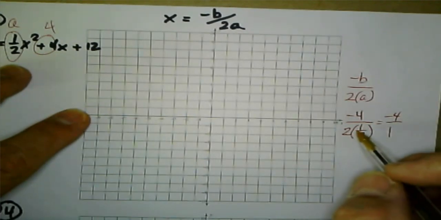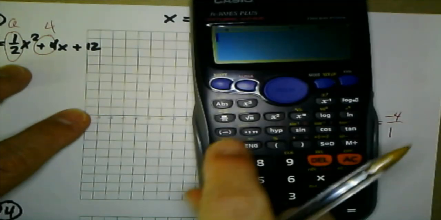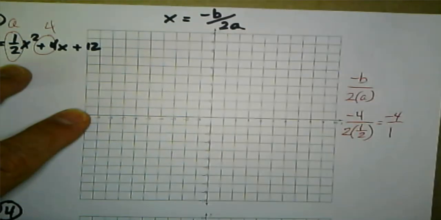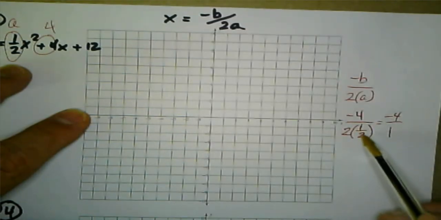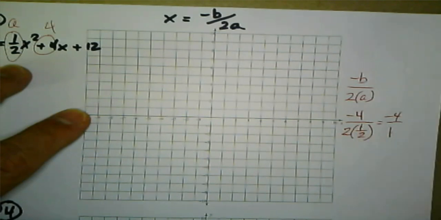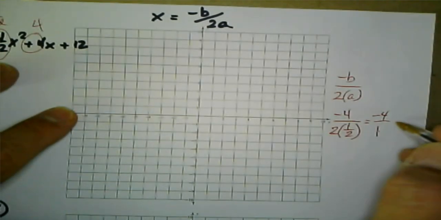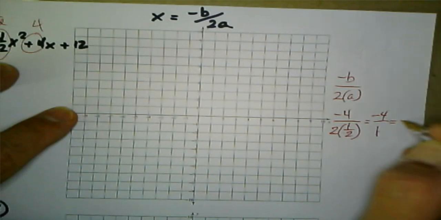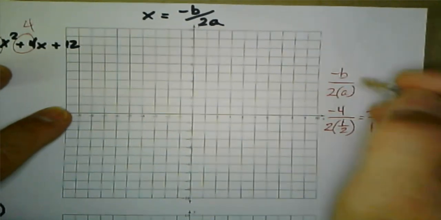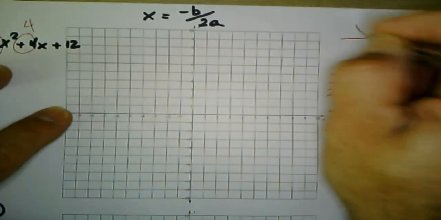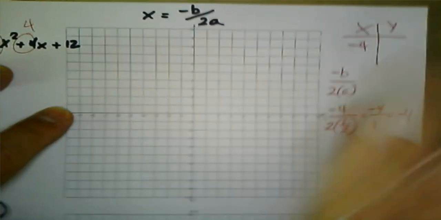And you can enter that in the calculator. You just use this key right here. Or you guys at home, you can take 1 divided by 2, you get 0.5, and then 2 times 0.5 is 1. And -4 divided by 1 is -4. So our first is -4.